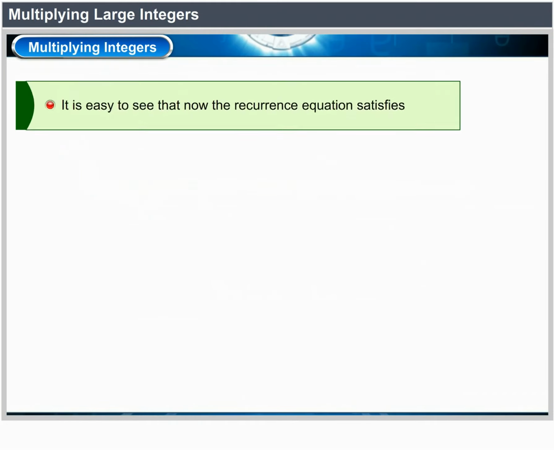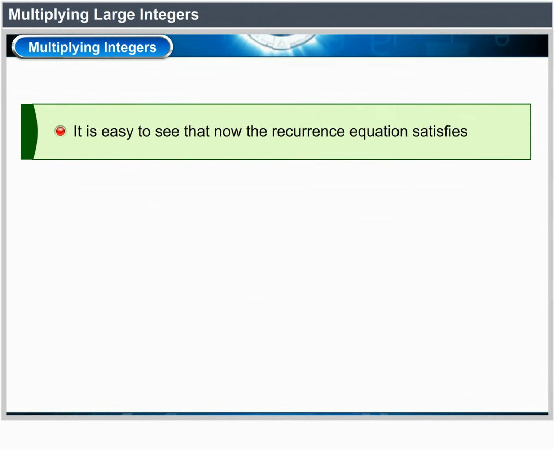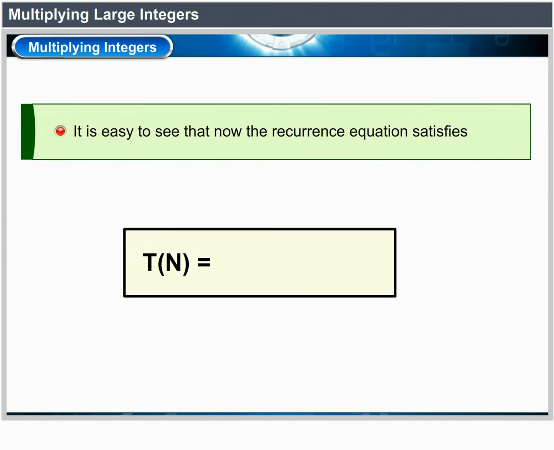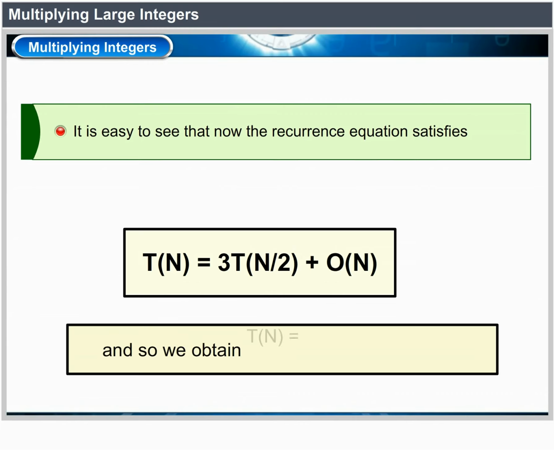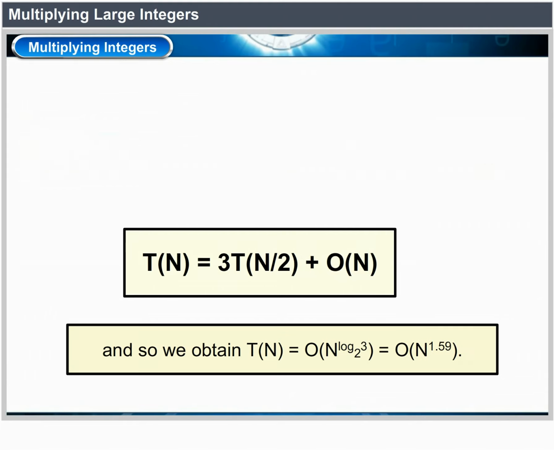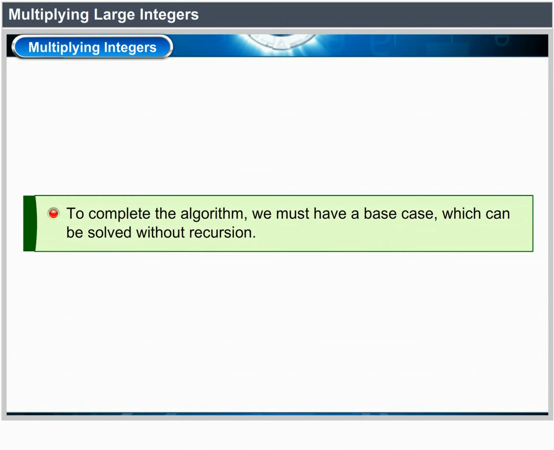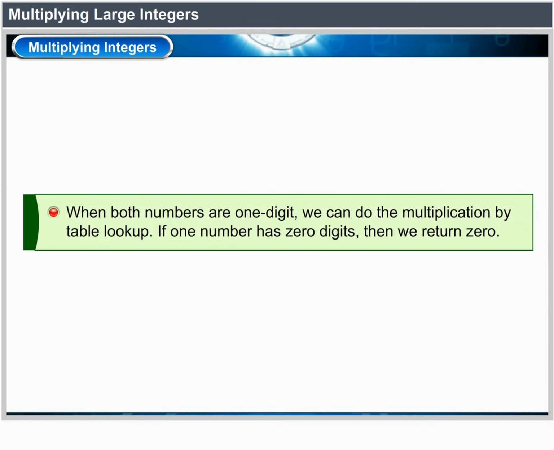It is easy to see that now the recurrence equation satisfies T(n) equals 3T(n/2) plus big O of n. And so, we obtain T(n) equals big O of n^(log_2 3) equals big O of n^1.59. To complete the algorithm, we must have a base case which can be solved without recursion. When both numbers are one digit, we can do the multiplication by table lookup. If one number has 0 digits, then we return 0.